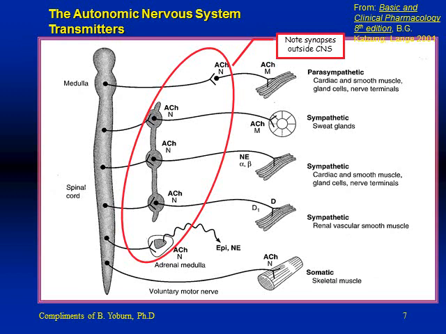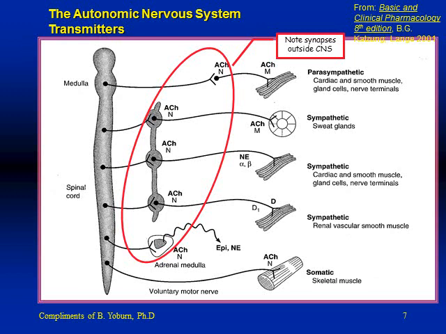Now remember, we talked about the adrenal medulla as a modified sympathetic ganglion. If we look at the second chemical that gets released, remember there is no second fiber. It's different, that's why we call it a modified ganglion. But if you look at the chemicals released, it's epinephrine and norepinephrine. They're going to be able to go to cardiac muscle, smooth muscle, glands, and have their effects through binding to alpha and beta receptors.